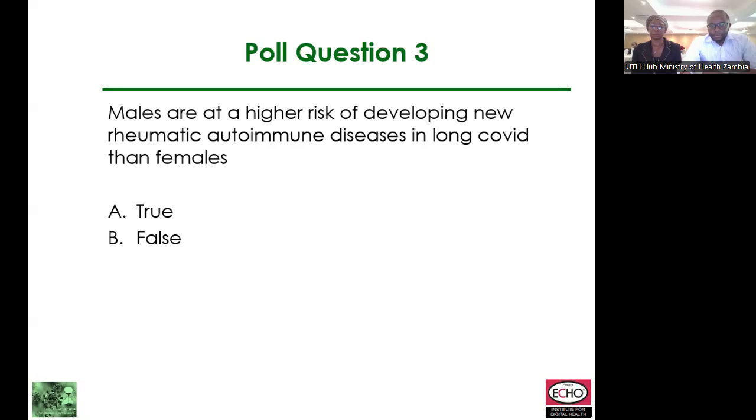So our fourth poll reads, which of the following is a rheumatic autoimmune disease that can develop during long COVID? A, vasculitis. B, reactive arthritis. C, spondyloarthropathy. D, all of the above. So we'll give it some 20 seconds for the community to respond.